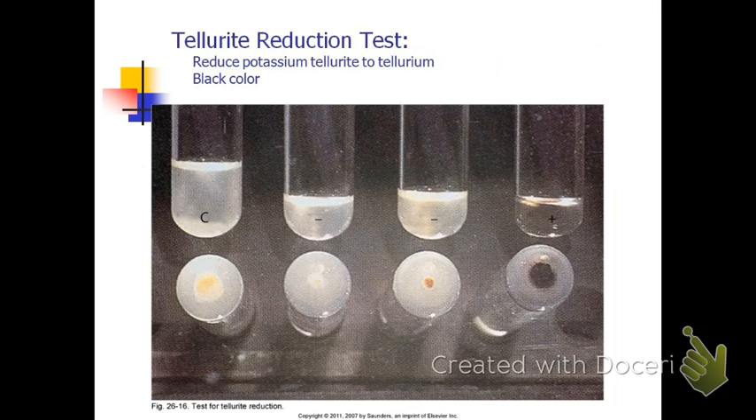Then the tellurite reduction test. This one reduces potassium tellurite to tellurium. So, black color is considered a positive result. So, let me go back. Here, the presence of black color. You have to invert the tube, but not in such a way that it will spill out. Or you have to look at the bottom of the tube. Or better yet, you should have a test tube rack with a mirror below the tube so that you'll be able to visualize the results.